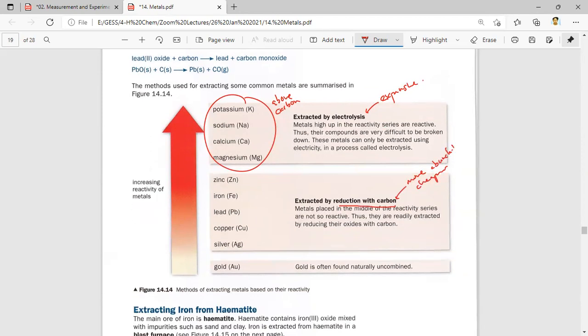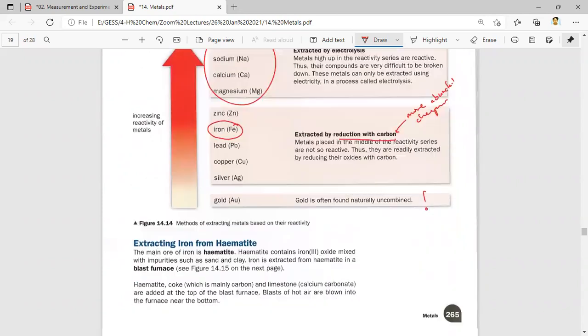Then gold, because it's found naturally, you don't really extract. You find gold, people go and dig mines to find gold, right? So generally, the main extraction method is either electrolysis or reduction by carbon. And we're going to go into how we actually extract iron from its ore.